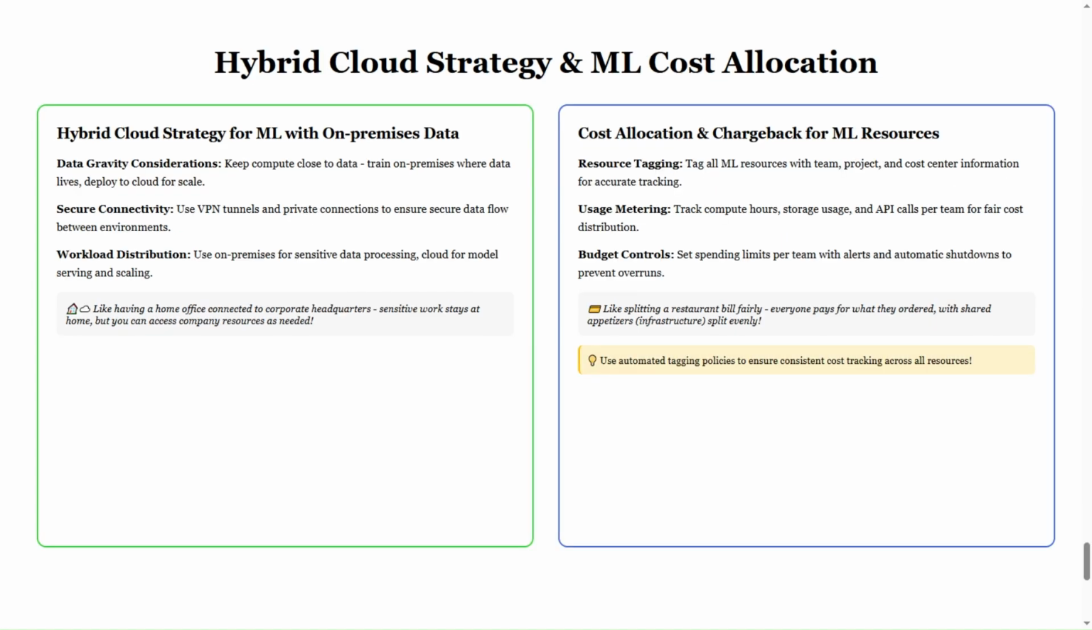Hybrid cloud strategy for ML with on-premises data. Data gravity considerations. Keep compute close to data. Train on-premises where data lives. Deploy to cloud for scale.